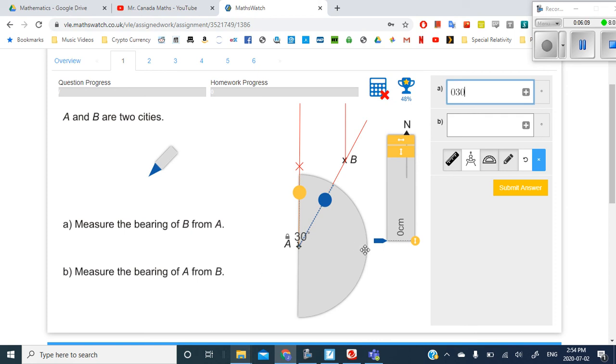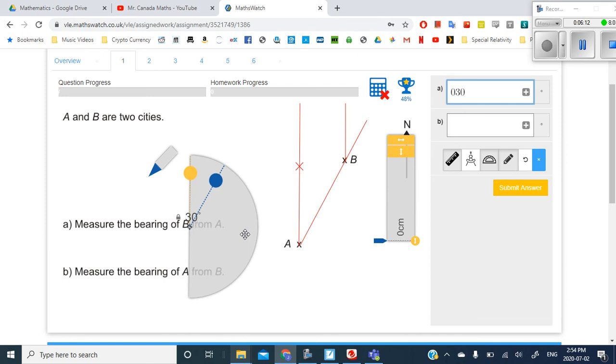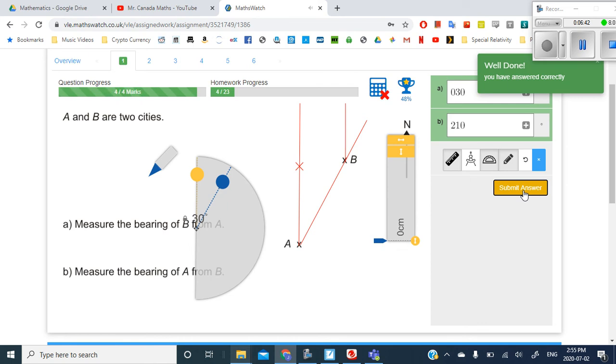Next one, A from B. Well, we know that we're trying to figure out from the north line at B down to this line here. Well, we know that this angle in between the north and the line that we drew in between A and B is 30 degrees because they're corresponding angles. Okay? So if that's 30 degrees and a straight line is 180, we just have 30 plus 180, so we get 210 degrees. Okay? Hit the answer, full marks, 4 out of 4, drawn, and they're answered in three digits. Okay?